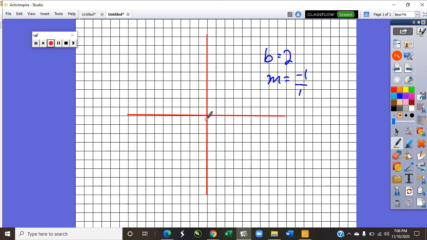So let's go up 2, put our point. From there, we're going to go down 1/1. That's what that line's going to look like. Okay, this first part is pretty simple. Now let me show you what we're going to do on the next part. This is a little bit tricky, but not too bad.